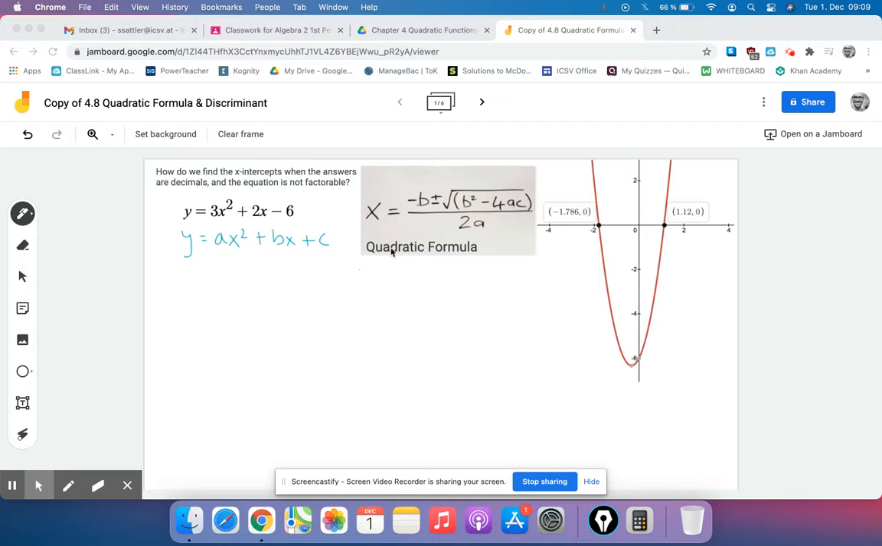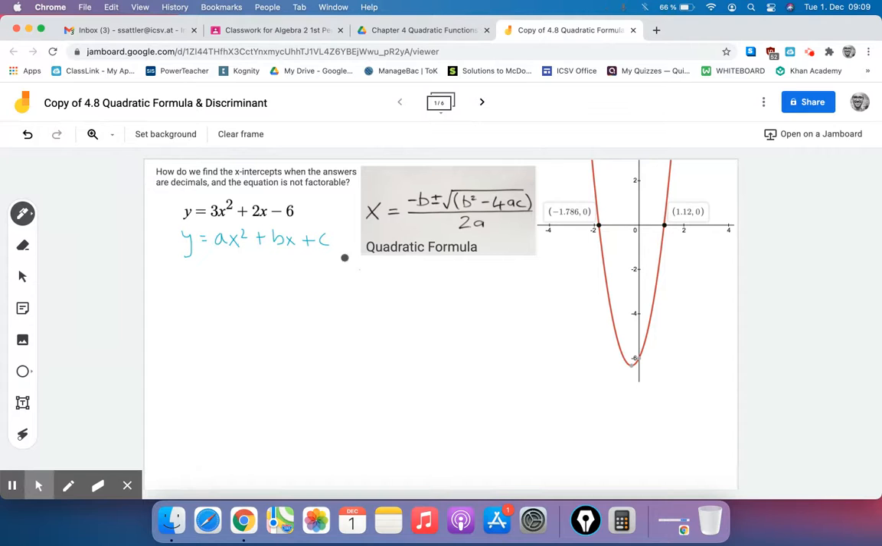Okay, sorry about that. But here's a video on using the quadratic formula. I'll go through this first example again. So A in this case is 3, B is 2, C is -6, and so we plug in to find these x-intercepts.